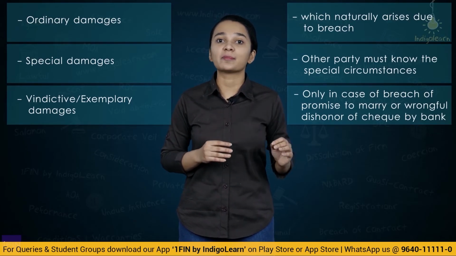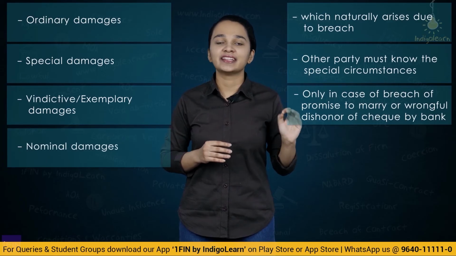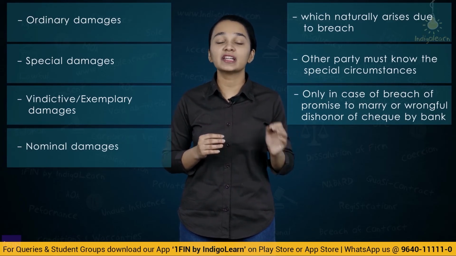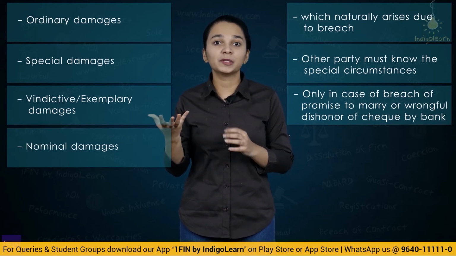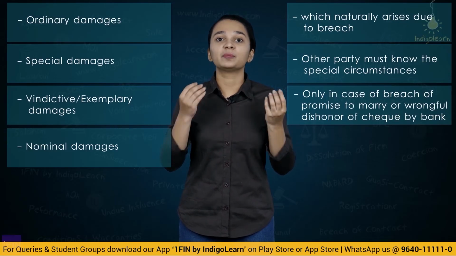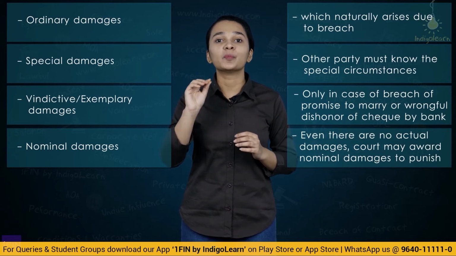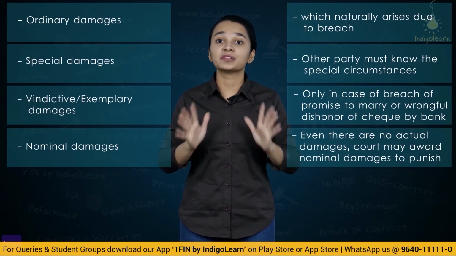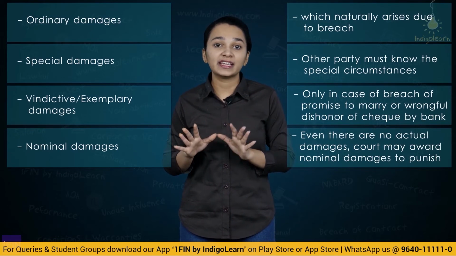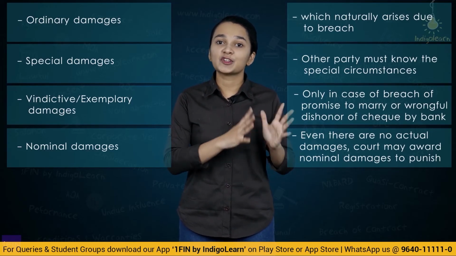The next type of damage is a nominal damage. Nominal damage means what? There is no actual damage which has happened, but in order to punish the person who has committed breach of contract, the courts may award a nominal amount as damage, and nominal damage can be as less as 1 rupee as well. So that was nominal damage.